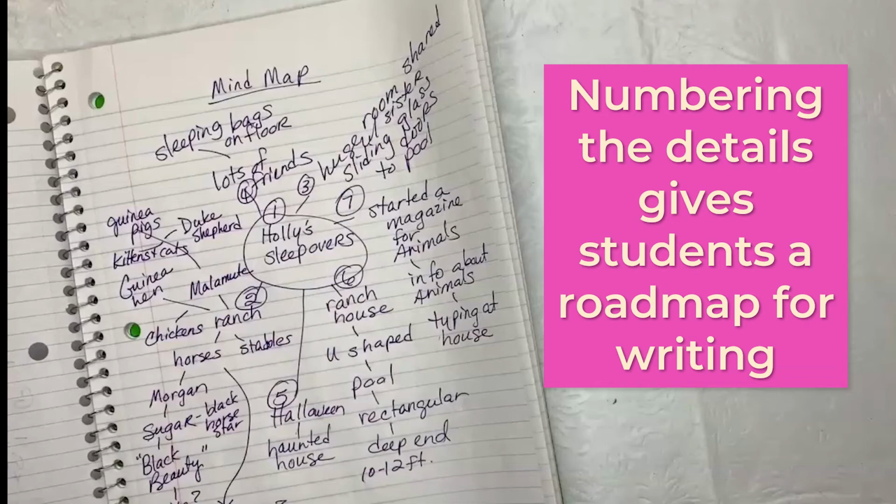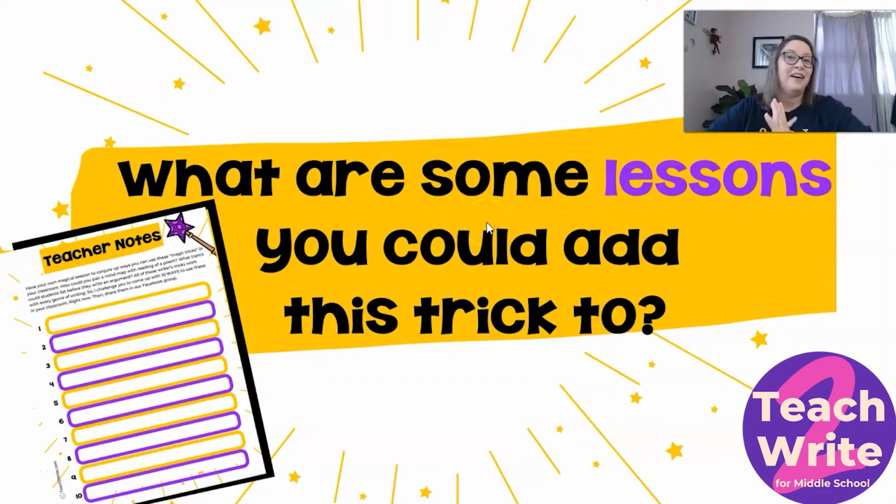So that's mind mapping. Now that you know how mind mapping works, what are some lessons you could add this trick to? You could have them analyze using this, because that's what it is. It's an analysis tool. So you could have them do the topic in the center and things that they learned about the characters all around or about the story. You could have them write a poem about some topic. You could have them describe a place.